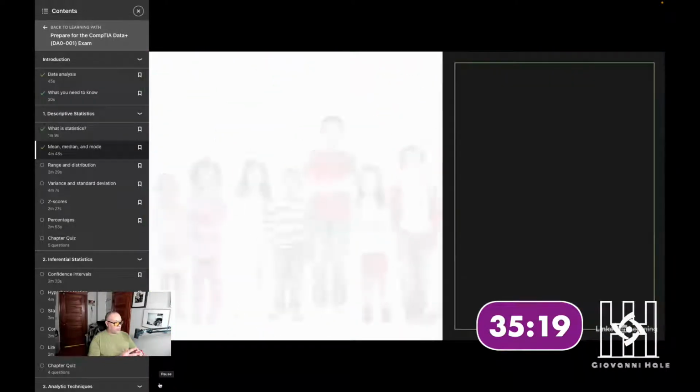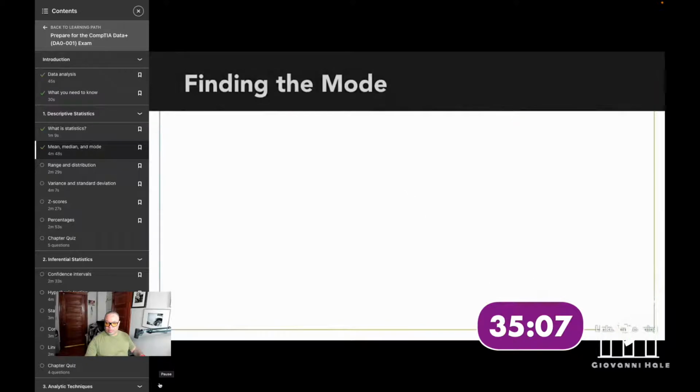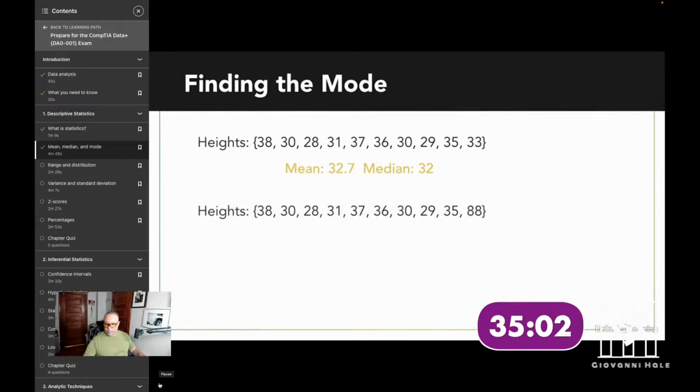When you're selecting a measure of central tendency, there's an important thing for you to understand. Mean values are heavily influenced by outliers. One abnormally high or low value can dramatically alter the mean. For example, if we go back to our original dataset and change the last person's height to be a dramatic outlier, at 88 inches, we can now recalculate the mean and the median. The mean now significantly jumps to 38.2, while the median stays the same at 32. For this reason, statisticians often prefer to use median values instead of mean values.